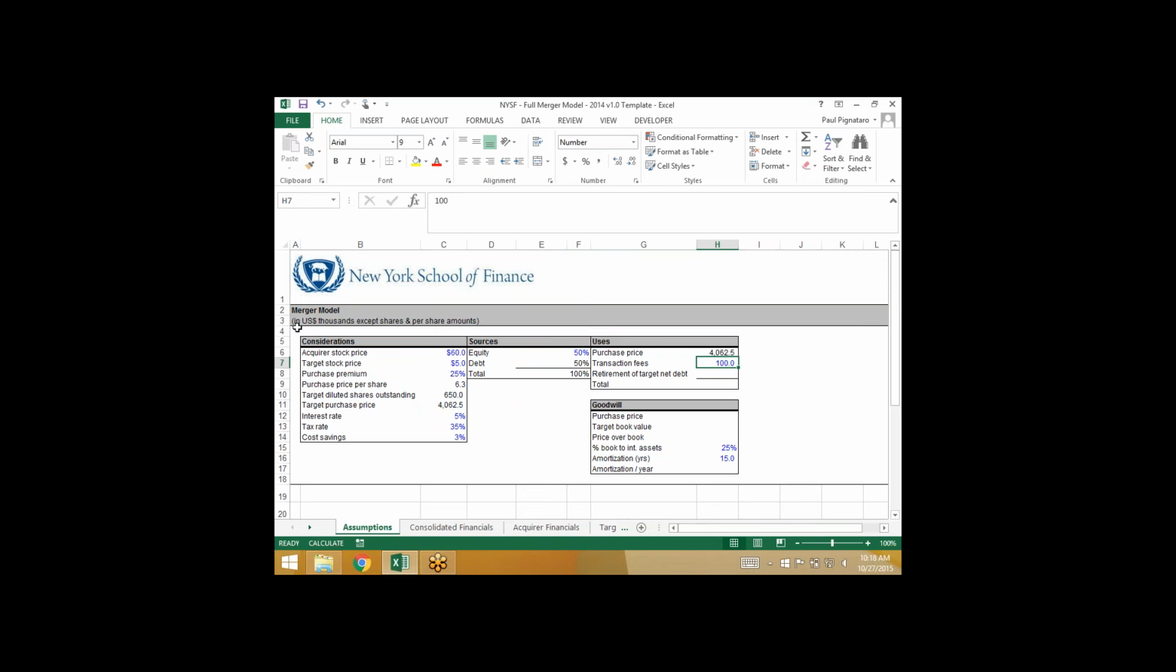pull in the purchase price. I've just given you transaction fees of 100. In the case study, we'll talk about estimating transaction fees a little bit better.